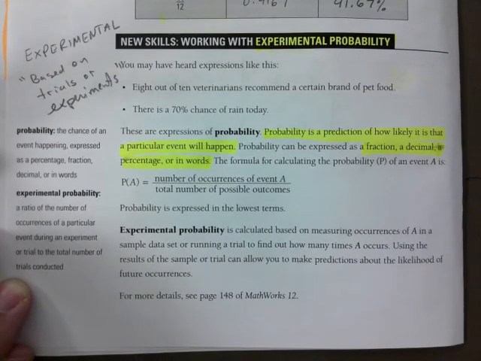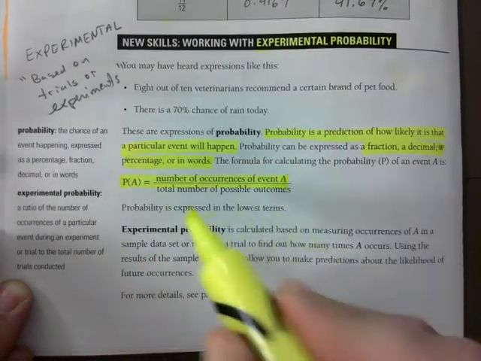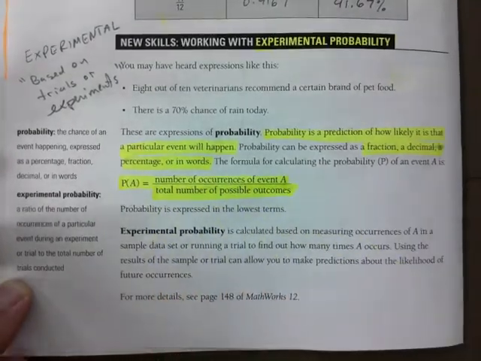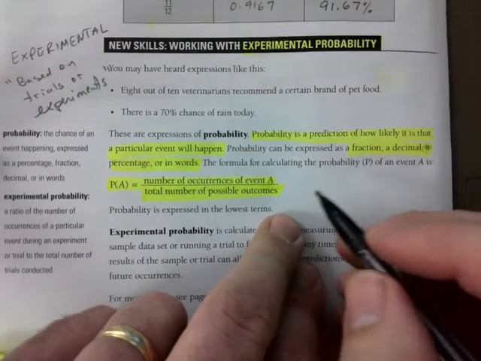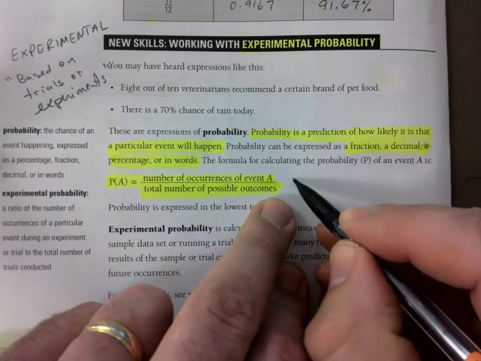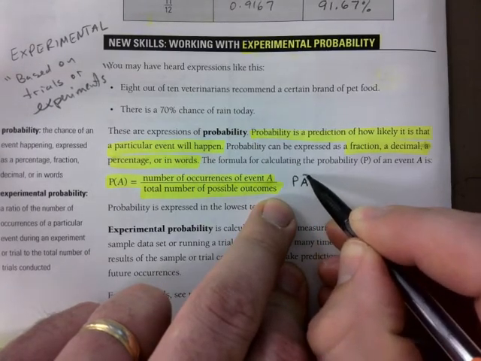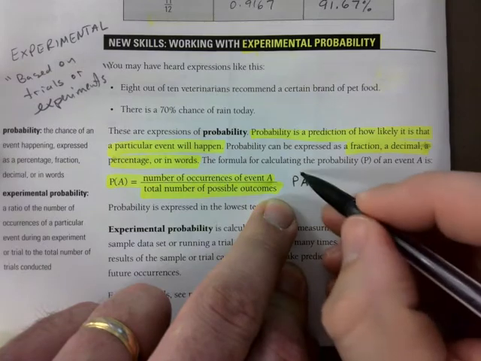The formula for calculating the probability of an event, we call it A, is this. This is your probability: the number of occurrences over the total number of possible outcomes. And watch this. This is not in your notes, so you need to write this down. A probability of an event not happening. Watch this. A little line on top of the A means it's not happening.